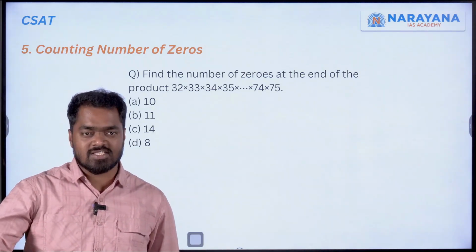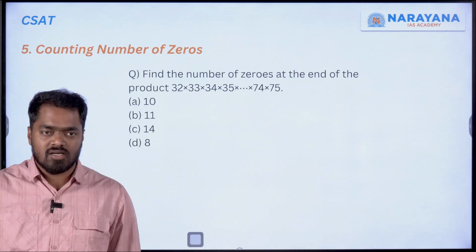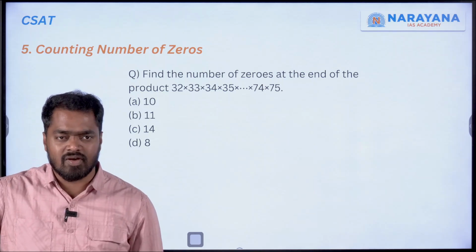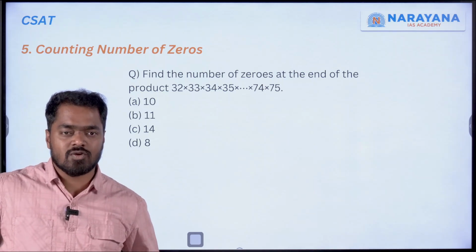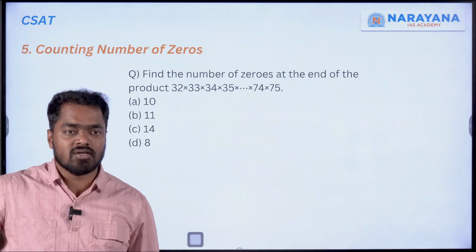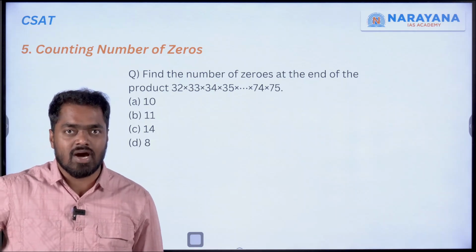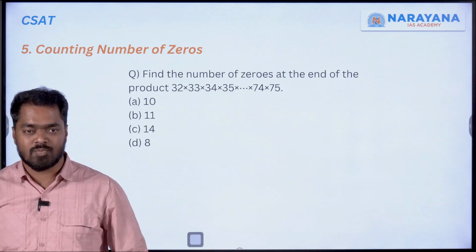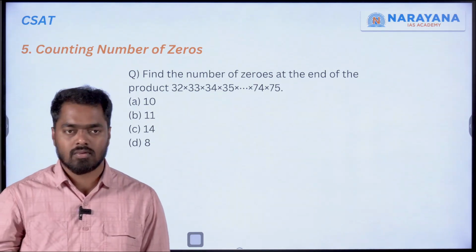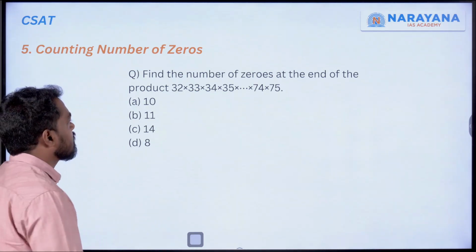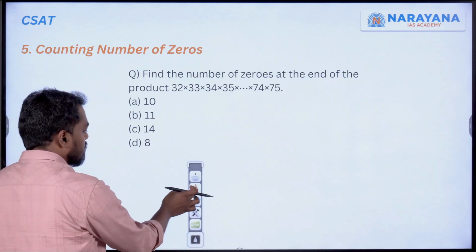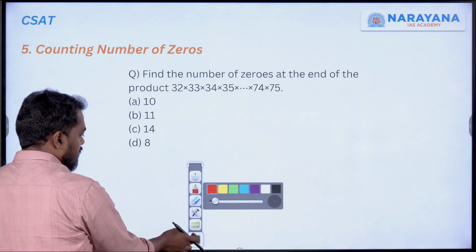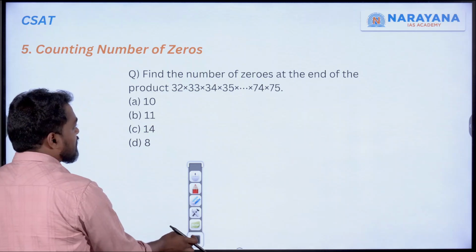So this is the last question from this. You have to apply the same concept everywhere. Find the number of zeros at the end of the product 32, 33, 34, 35 up to 75. So what are the number of zeros in this product? You can pause and solve it. Okay, let me solve this one.